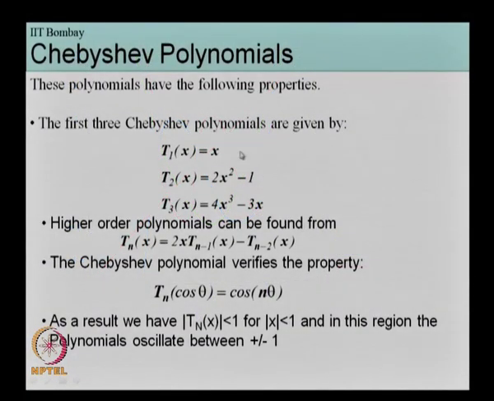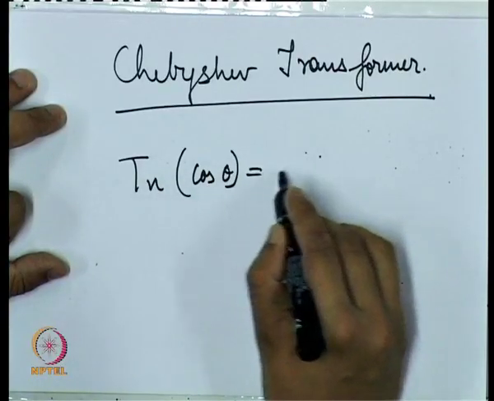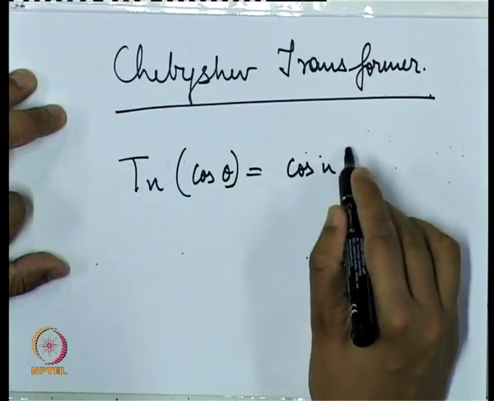The expression for these Chebyshev polynomials is given by these equations: T1(x) represents the first order, T2 the second order, and T3 the third order. Now, these Chebyshev polynomials verify the property Tn(cos theta) is equal to cos n theta.